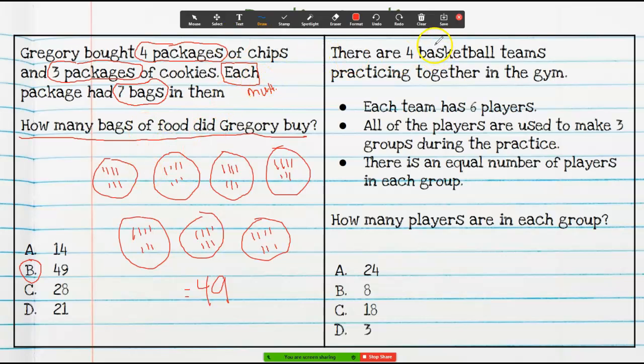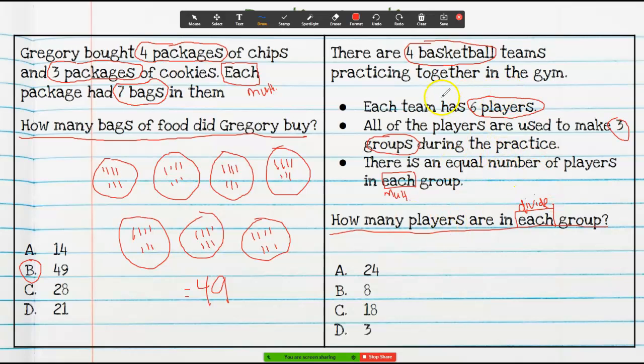Okay, there are 4 basketball teams practicing together in the gym. So we have 4 basketball teams. Each team has 6 players. All the players are used to make 3 groups during the practice. There is an equal number of players in each group. How many players are in each group? Okay, so I have an each up here, which means I'm going to multiply first. Then I have an each in my question, which means I'm going to divide.